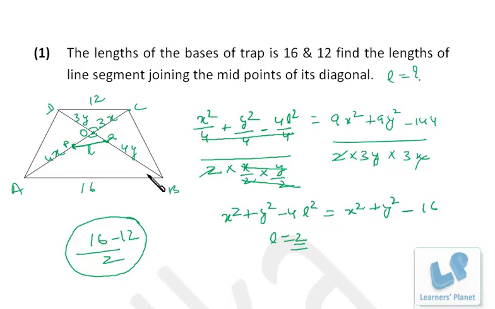If the lengths of the bases of the trapezium are given to you as A and B, then it will be A minus B by 2, right? Whatever is the bigger length, I'm just writing down the magnitude over here. That's A minus B by 2. That is the length of the line segment that is joining the midpoints of the diagonals, right? And how we have calculated that, I have shown you over here, right? I hope you are clear.